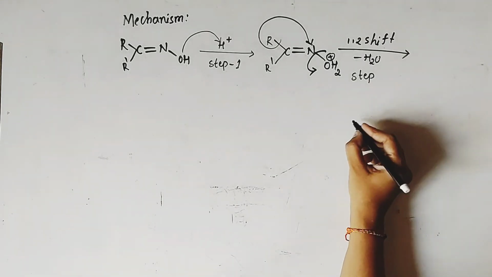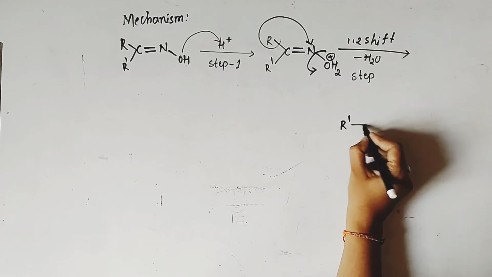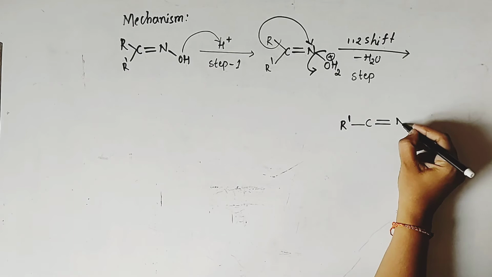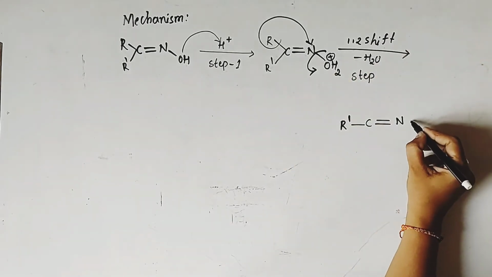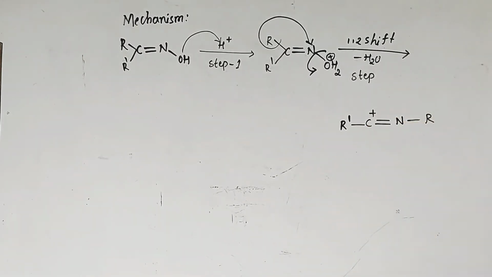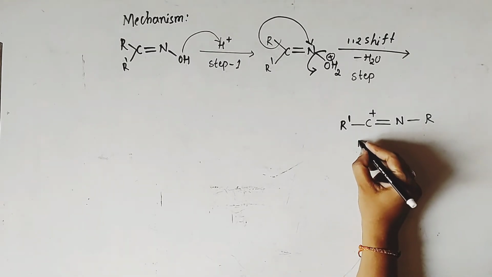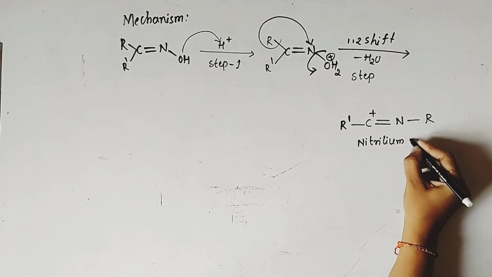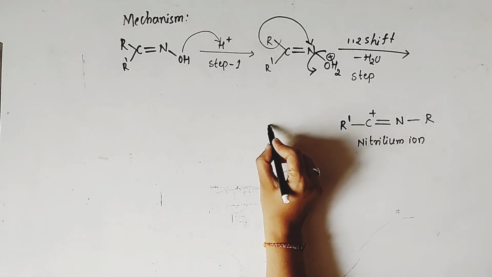So now what we get is R dash, then C double bond N, and what we have got now, this is R dash. Because of the loss of one bond, this carbon will get a positive charge, and this intermediate is called nitrilium ion. This is called nitrilium ion. So now we will move towards the third step.